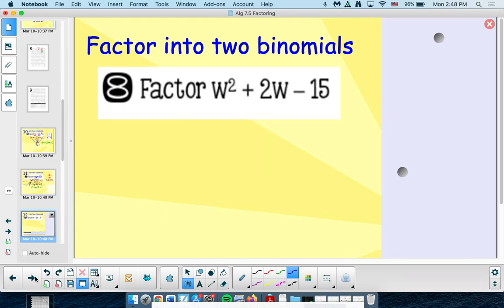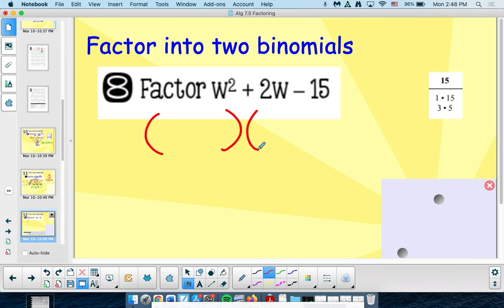All right, let's do another one. Number 8. Again, put our parentheses back in. We are factoring. The only way to get to a w squared is w and w. Now, the only way to multiply to a negative number, you guys, is a positive and a negative. So I know one's going to be plus and one's going to be minus. So now, since I know I'm going to have a plus and a minus, I know I'm going to end up subtracting my two terms.